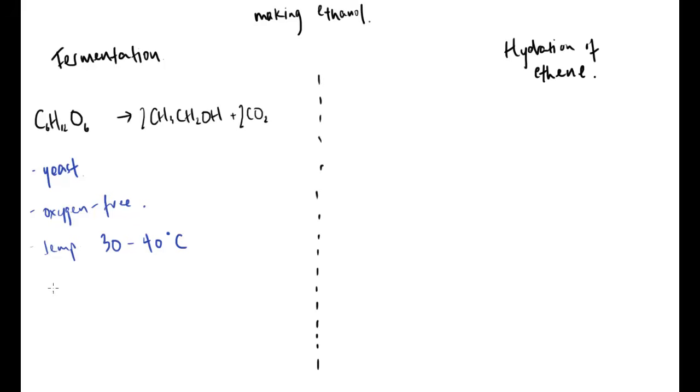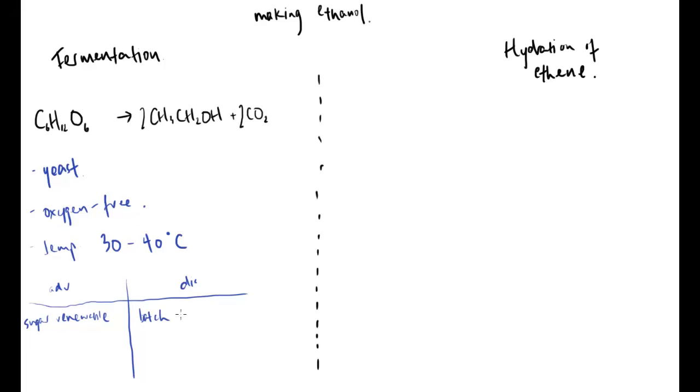Advantages and disadvantages. So I'll do a little tiny table here. First of all, advantage. Well, sugar's renewable. Okay, and as I said, you've just got to learn this. Sugar's renewable. A disadvantage to this, it's a batch process.